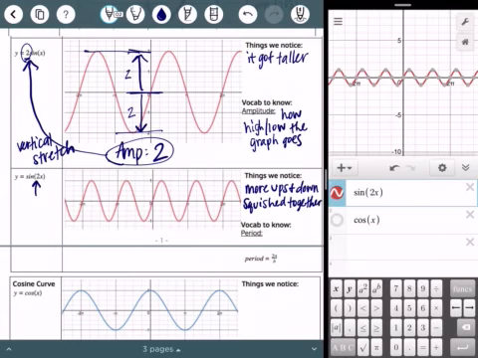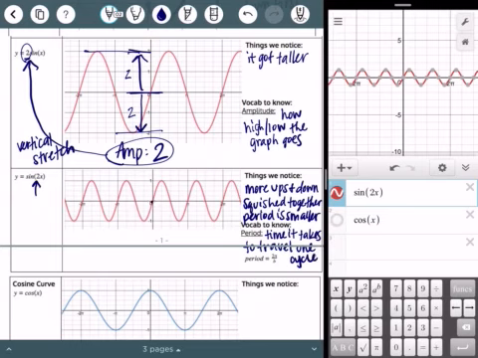And the way that we could describe this is we could say that the period is smaller. And what that means, the period is the time it takes to travel one cycle, maybe we might say.